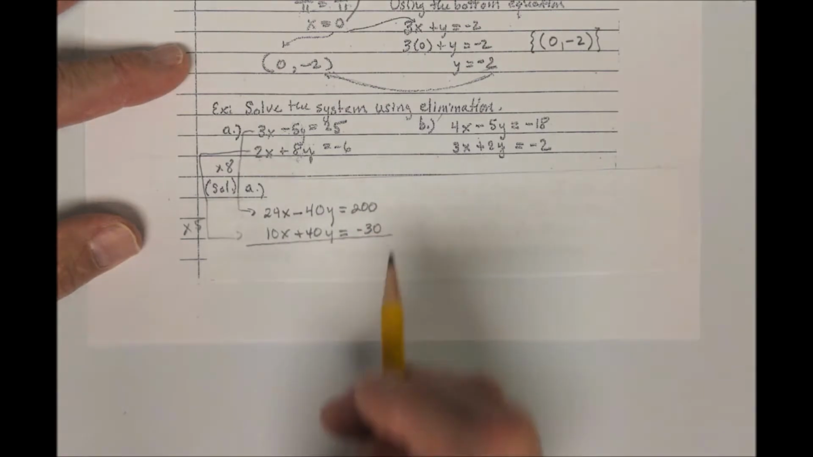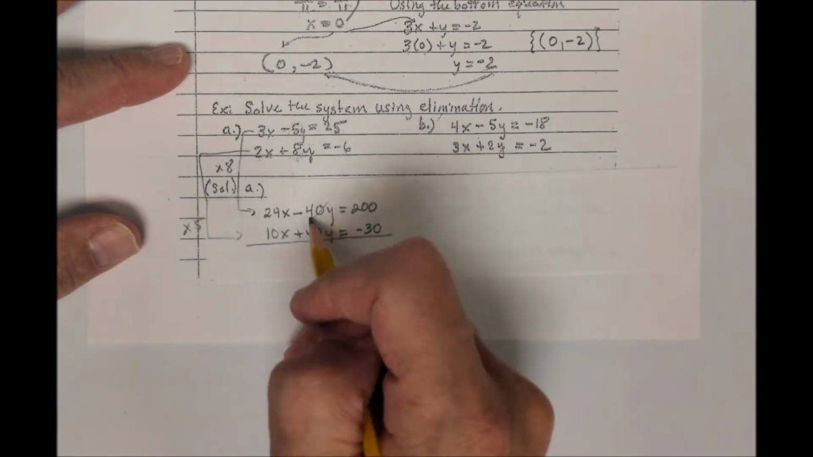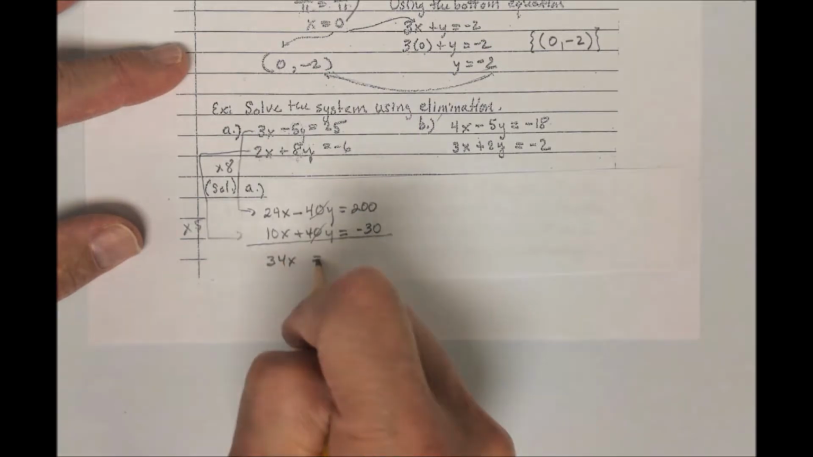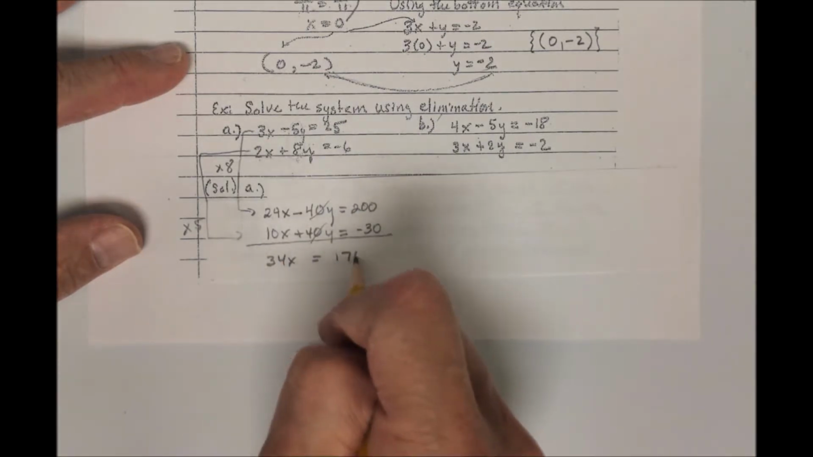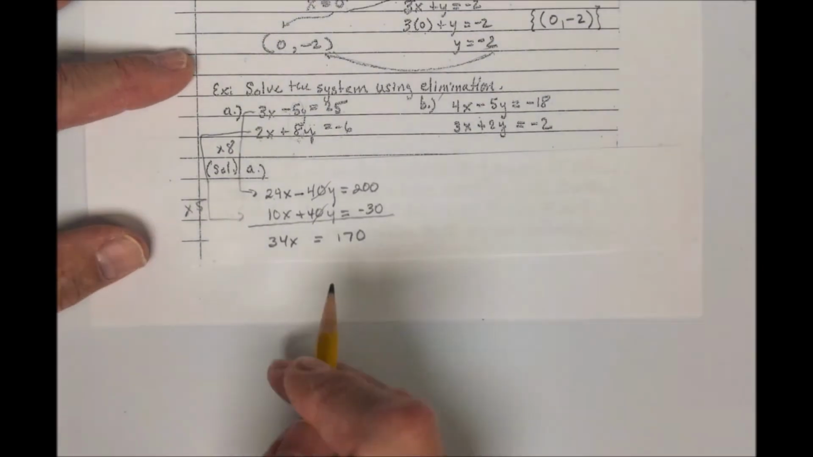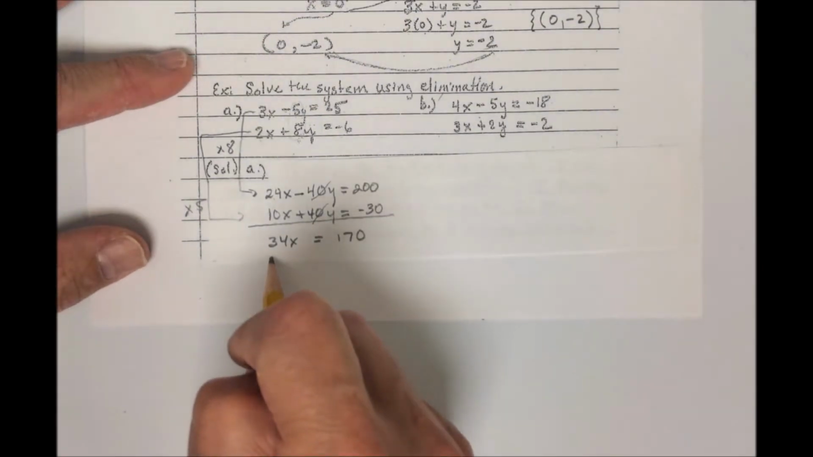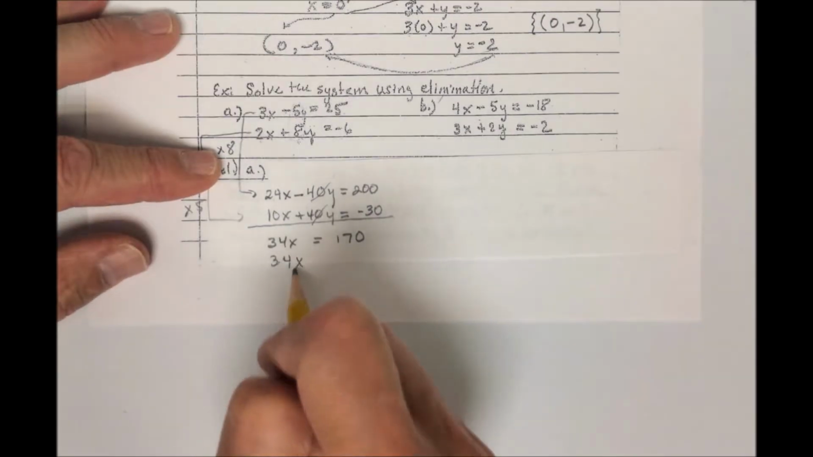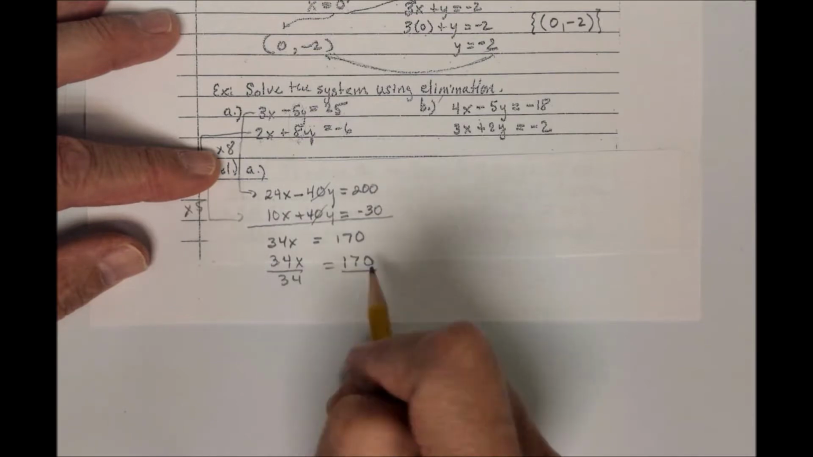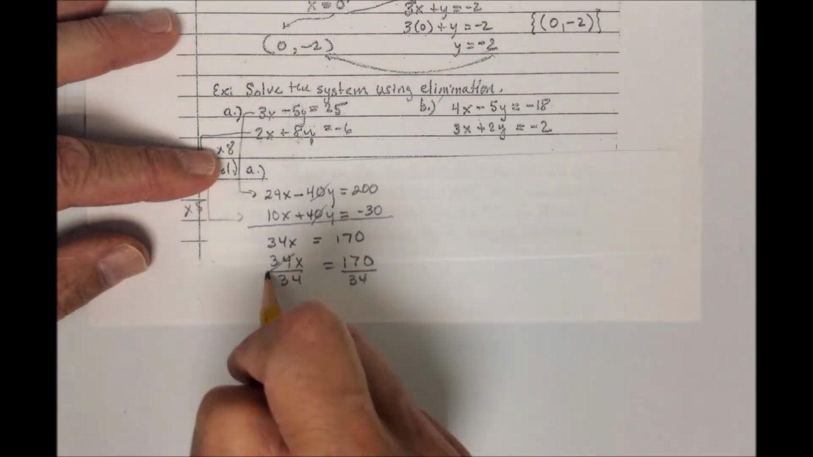And then I'm going to combine. Well, these cancel. I get 34x is equal to 170. Well, I'm running out of space here a little bit, but I'm going to divide both sides by 34 and try to get the x. And if I'm lucky, 34 will divide into 170 evenly, and it does. It goes in 5 times.